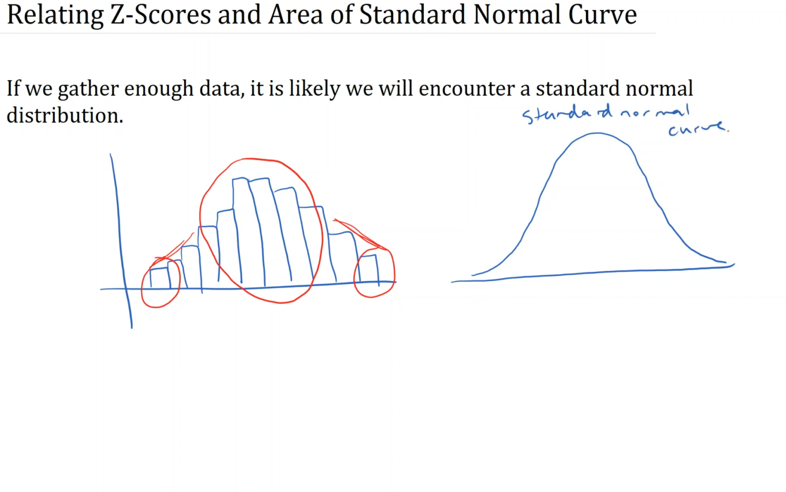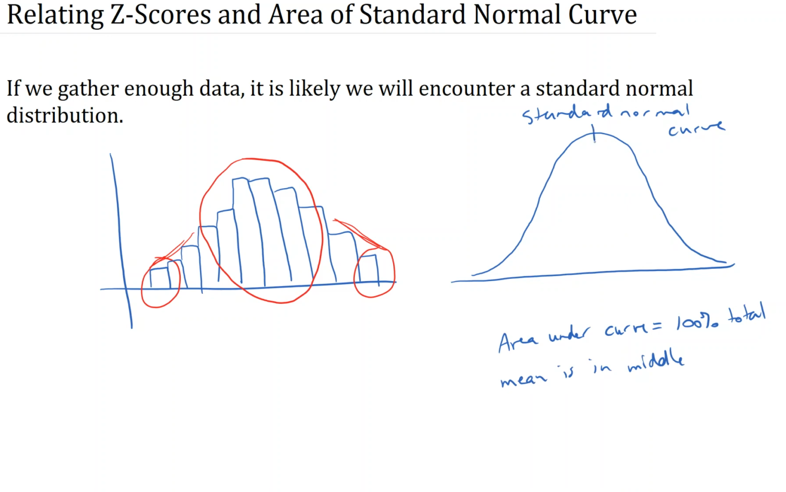Now, what properties does this curve have? Well, first of all, the area under the curve equals 100% total. All the data is converted to a percentage, and it all fits under this curve. We'll see that in practice. The other thing is the mean is in the middle.